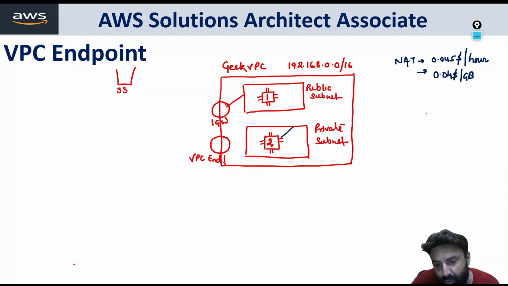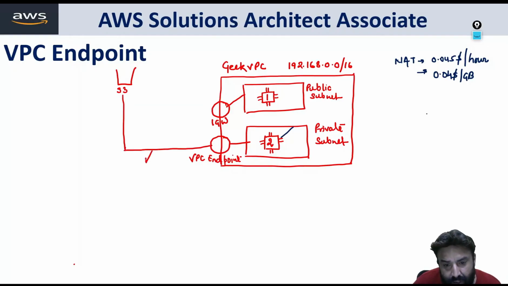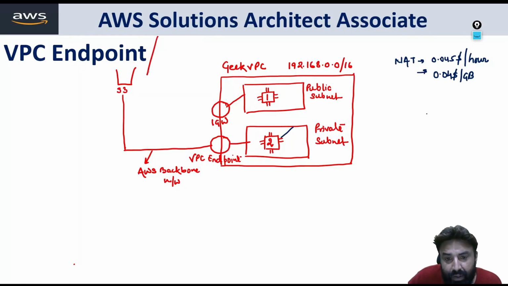Now, what does this VPC endpoint do? It makes private connectivity. The data moves from the VPC endpoint to S3 via the AWS backbone network. This network is not the internet. This is the AWS backbone network. So now the data is flowing on a dedicated AWS network, and you are making private connectivity. This is also called PrivateLink.